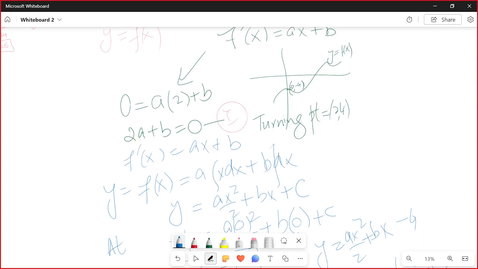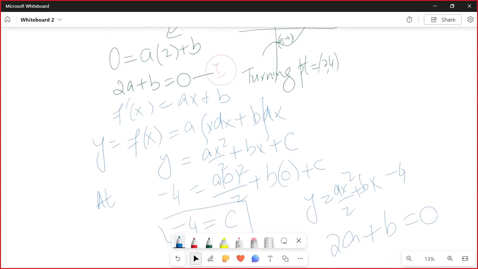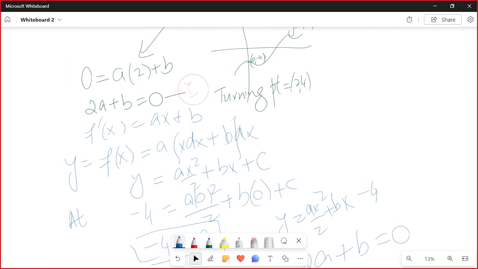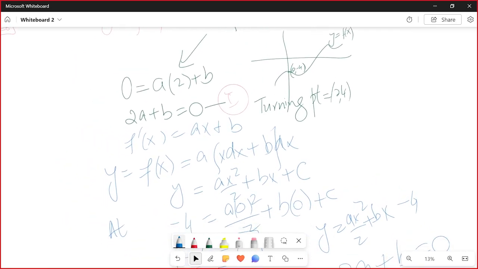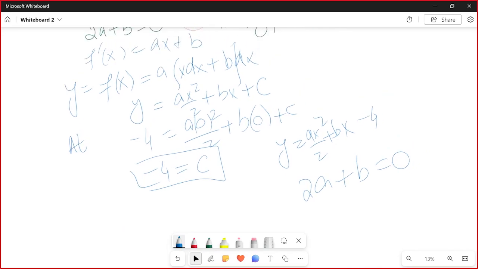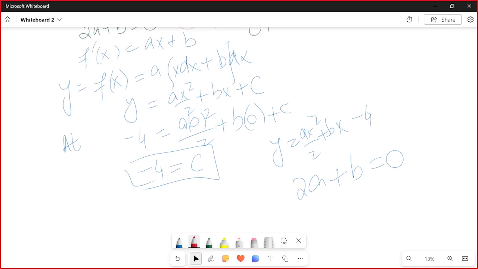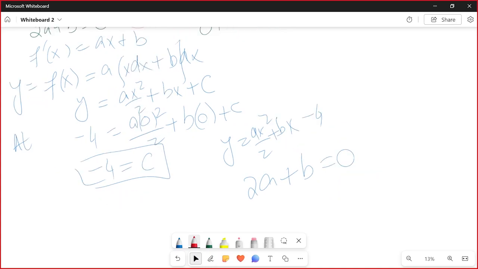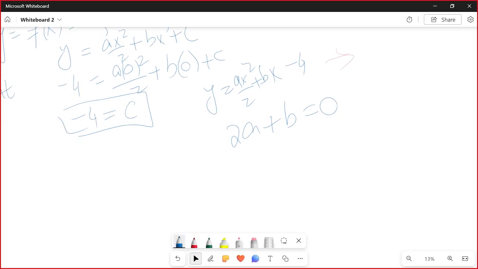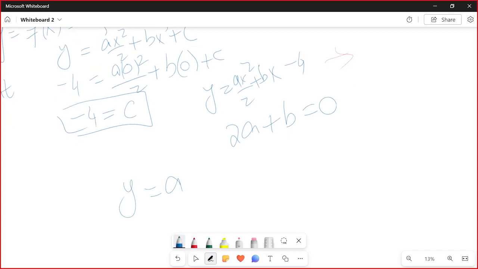The curve has a turning point at (2, 4). The turning point is at 2 and 4. So it means we can put in the same equation x is equal to 2 and y should be 4. Is it correct? So let me take another color and now we do that. So our equation was y is equal to ax square over 2 plus bx minus 4.